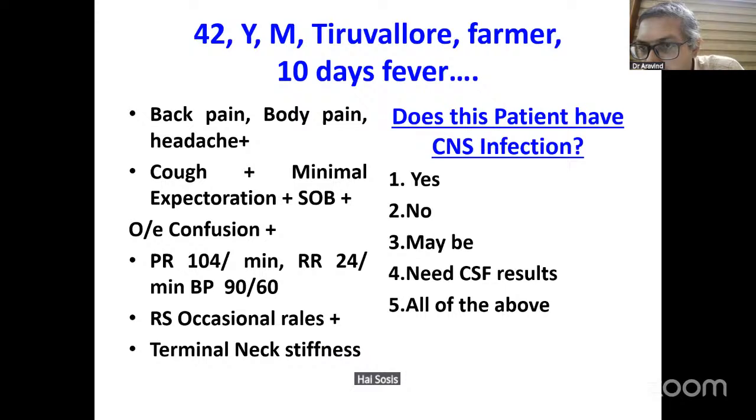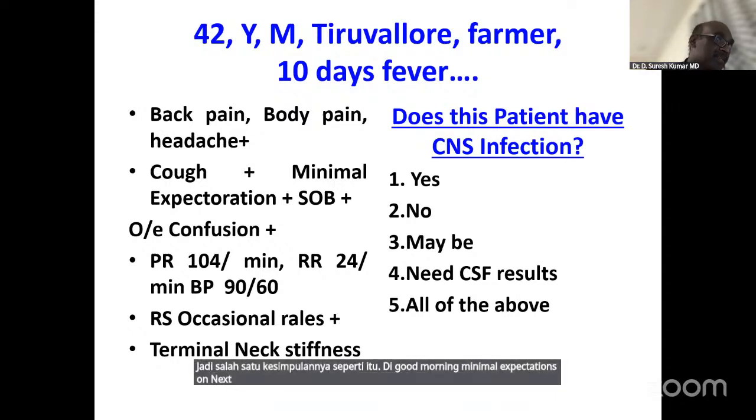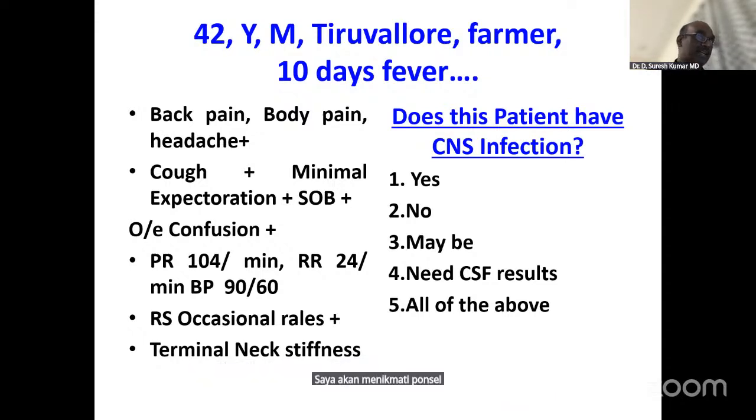So this is a 42-year-old male from a suburban part of Tamil Nadu, farmer by occupation, with 10 days of fever. He has body pain, headache, cough, minimal expectoration, and shortness of breath. On examination, the person is confused. The pulse rate is tachycardic. The person is hypotensive. Neck stiffness is present. So this patient has CNS infection.